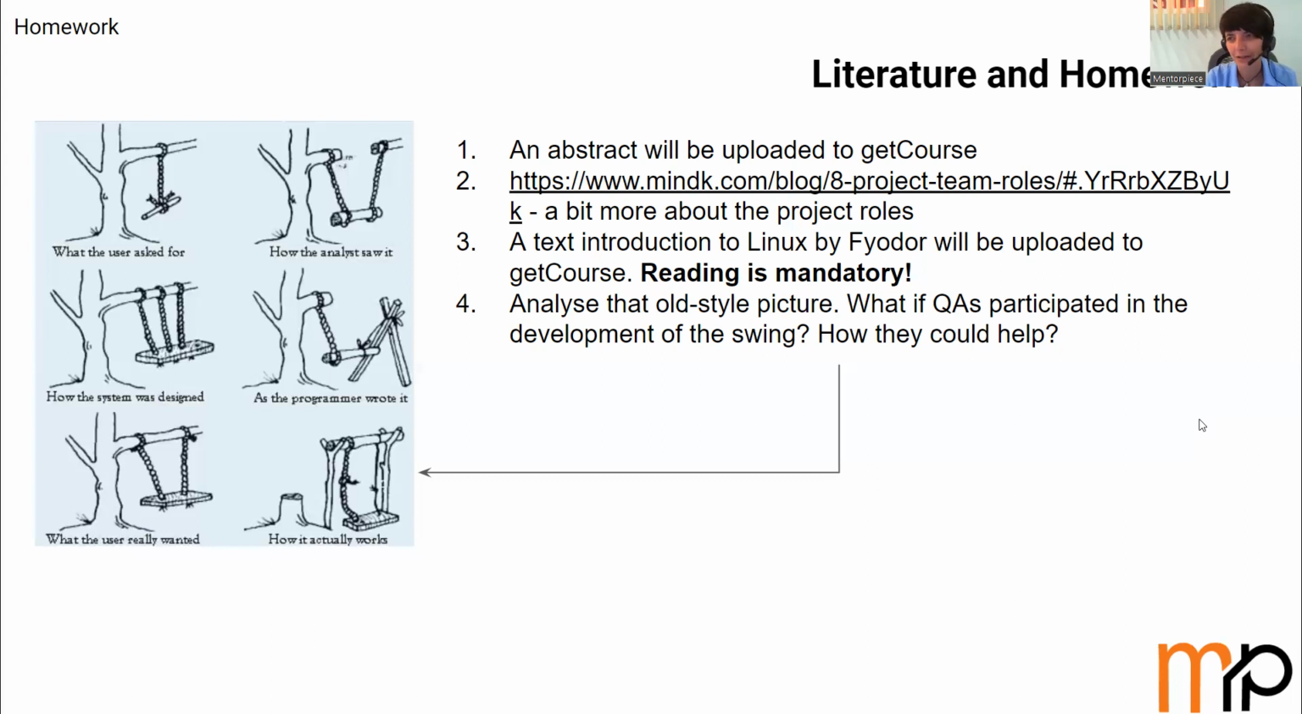You should analyze this picture and try to apply all the knowledge from today's lecture to it, and answer the question: what if QE participated in the development of the swing here? How could they help? Please consider all the stages of the process and describe your vision of how QE participation could help here, and put your answers in the Get course. Link it with this particular lesson. Okay?